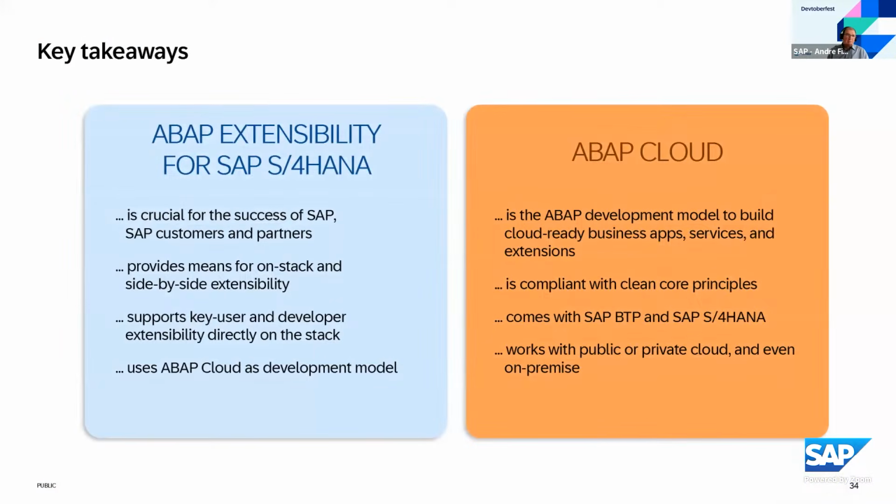The wrap-up is that extensibility is crucial, because that's what customers always want. They want to extend their systems, because they want to add functionality that is maybe not part of the standard. You can now do this on stack. So even in ABAP, in SAP S/4HANA Cloud, you can build on-stack applications, but you can also do side-by-side applications. So these are the two options you have.